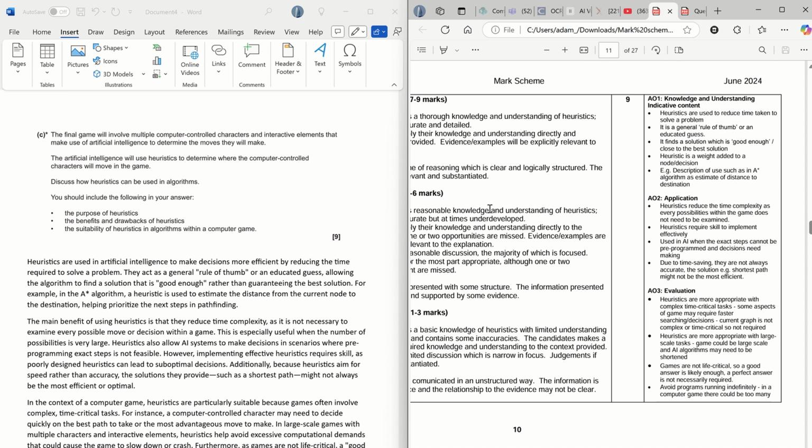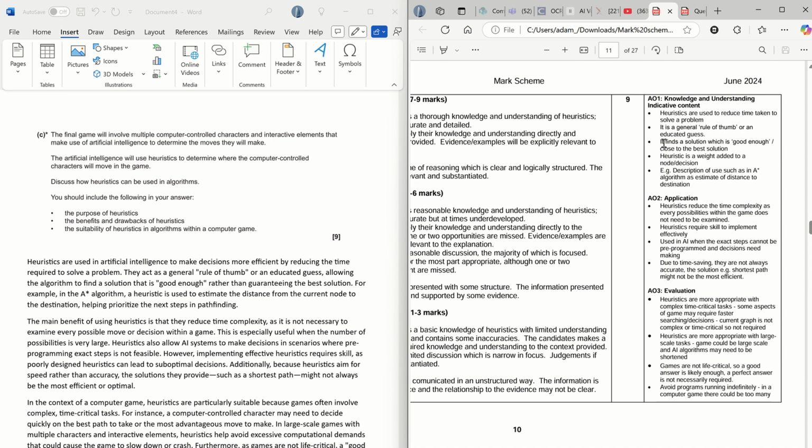So if we start to look at the mark scheme, you'll see that in the facts for knowledge and content, it reduces time taken to solve a problem. Now, when it says solve a problem, it doesn't mean write the code for it. It means when the code is running to solve the problem it is given. I don't think it's particularly well worded, if I'm honest with you, but that's what it means. As a general rule of thumb or educated guess, I don't particularly like that phrase. I prefer approximation, but rule of thumb can be used, I guess.